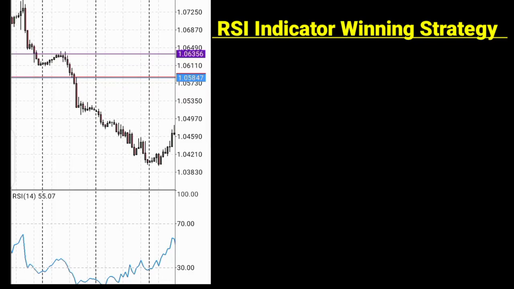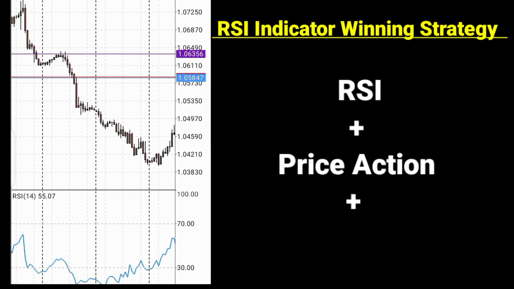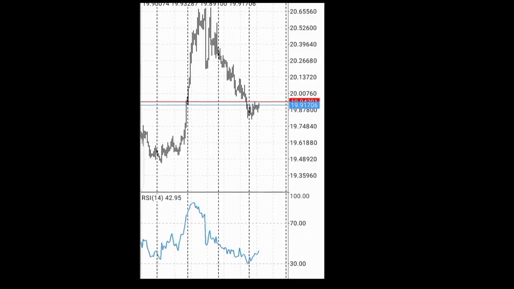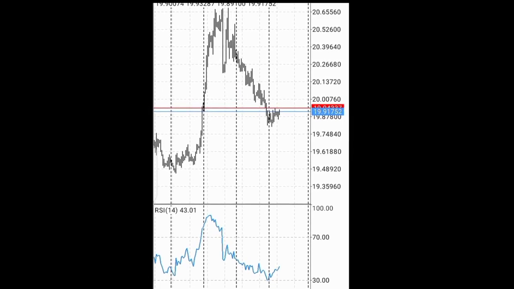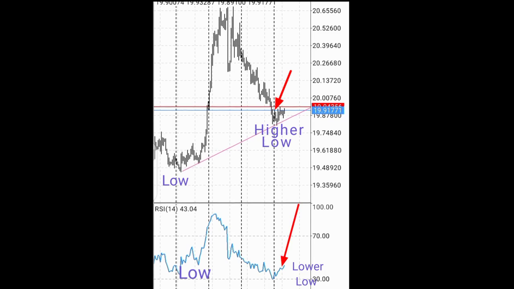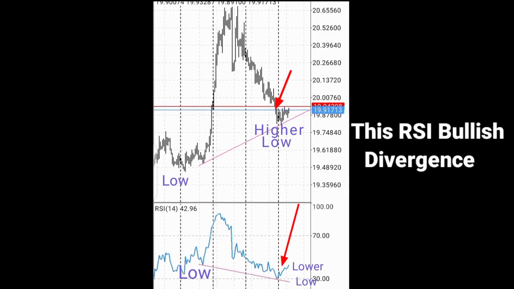The best way to trade RSI is to combine RSI with price action and a candlestick confirmation. So here is an example of how you can trade RSI divergence. In this chart, the price is making a higher low right now. And at the same point, RSI is making a lower low. So with this, we can see a divergence here.